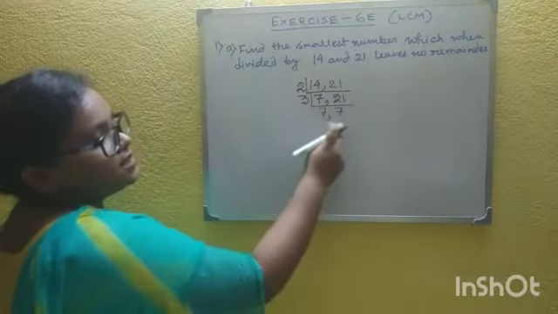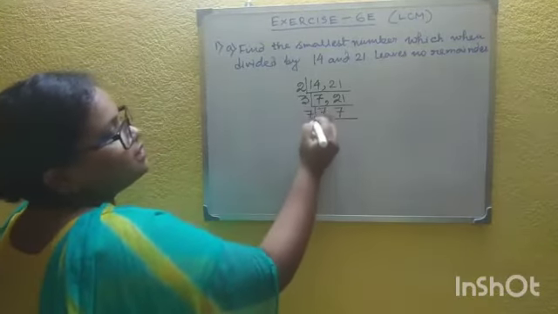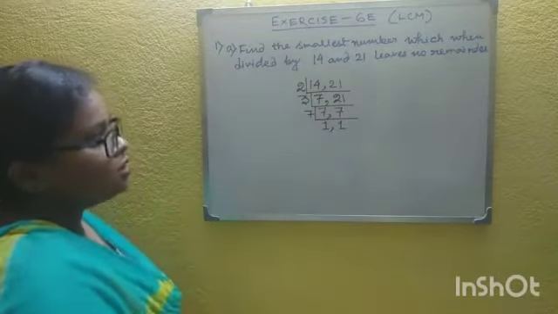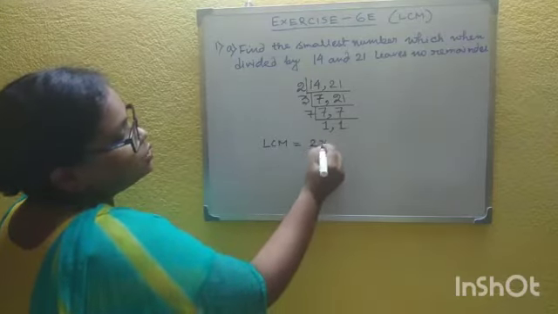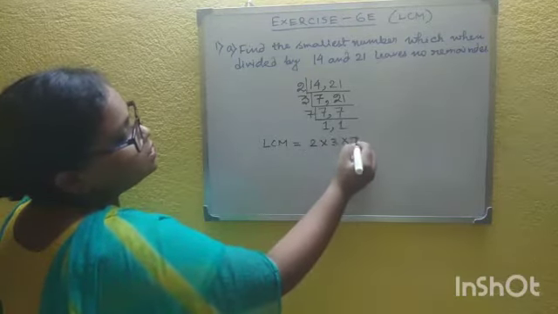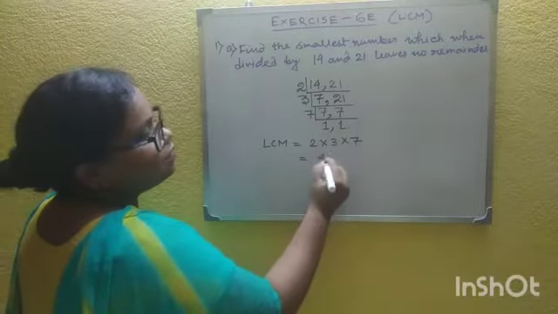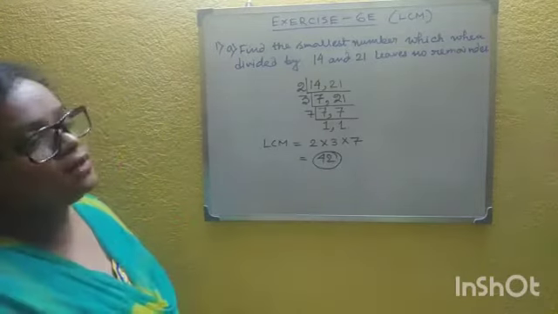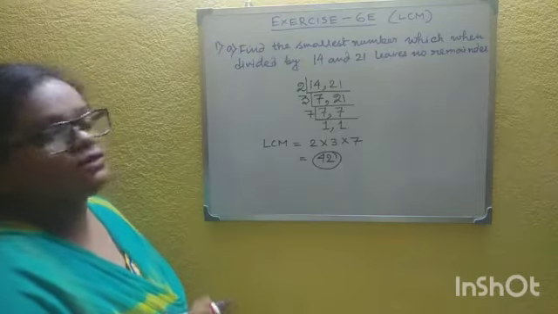Now 7 and 7 both are divisible by 7. So we are going to consider 7 and we will get 1 as quotient. So the LCM of these two numbers will be 2 into 3 into 7. Now 2 3s are 6, 6 7s are 42. So 42 is the smallest number which when divided by 14 and 21 leaves no remainder.